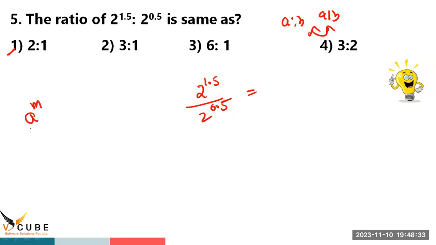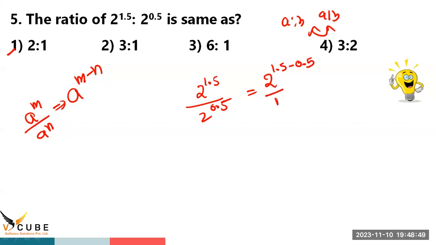Okay, yes sir. And A power M by A power N, what is the formula? A power M plus N, A power M minus N. A to the power minus N, brother. M minus N, same like this. And 2 power 1.5 minus 0.5.